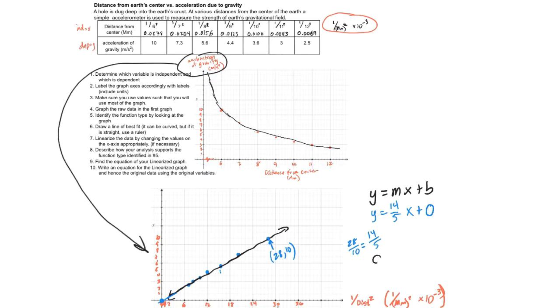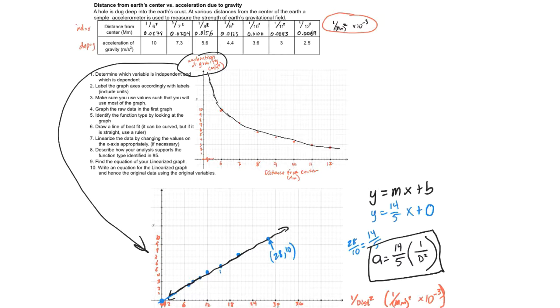So we put acceleration in for the y equals 14 over 5 times x. But remember, x was 1 over the distance squared. I'm going to just use a capital D for my distance there, the distance from the center of the earth, and then plus the 0. And so this right here is a nice equation that I can put any distance from the center of the earth, any independent variable in there, and I would get the dependent variable, the acceleration for y.